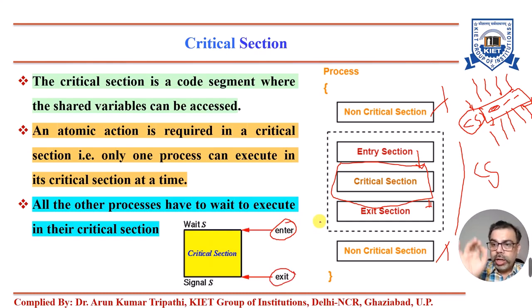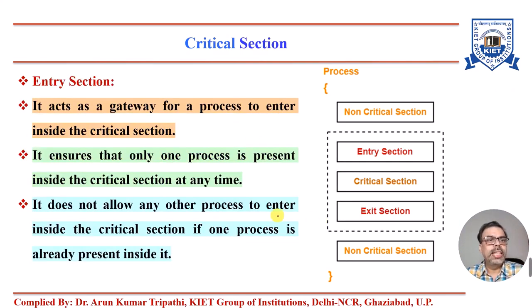So locking the latch is the entry condition and opening the latch is the exit condition in real life. The entry section acts as a gateway for the process to enter inside the critical section. It ensures that only one process is present inside the critical section at any time. It does not allow any other process to enter into the critical section if one process is already inside the critical section.